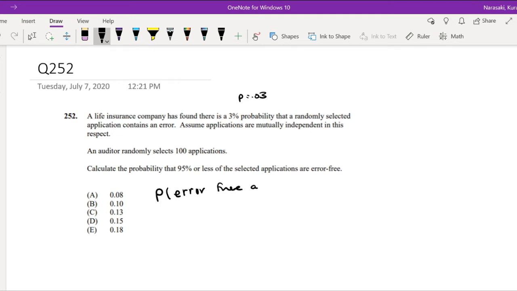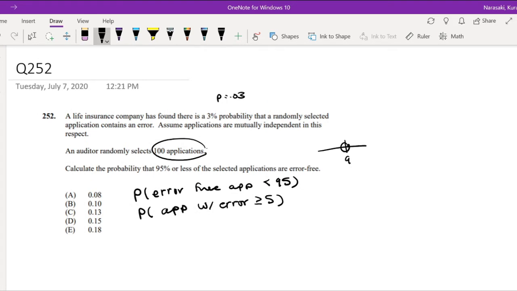are less than 95%. Out of 100 applicants, we can just multiply 100 times 0.95. So this is equal to 95. Or we can rephrase this by saying, what is the probability that applications that have errors is greater than or equal to 5.